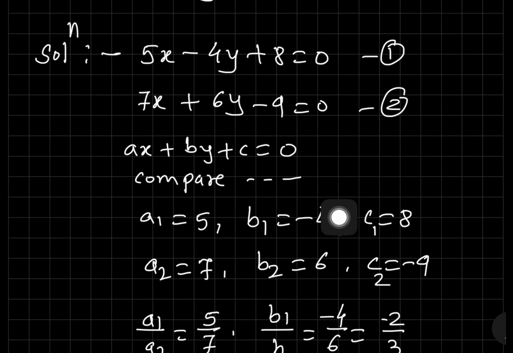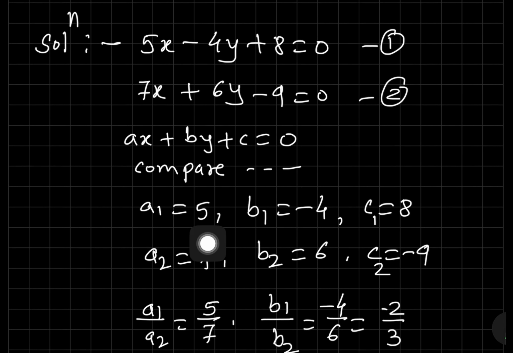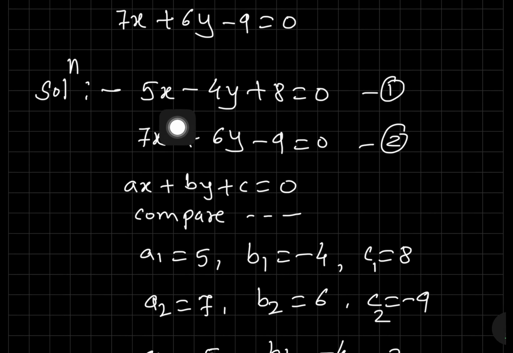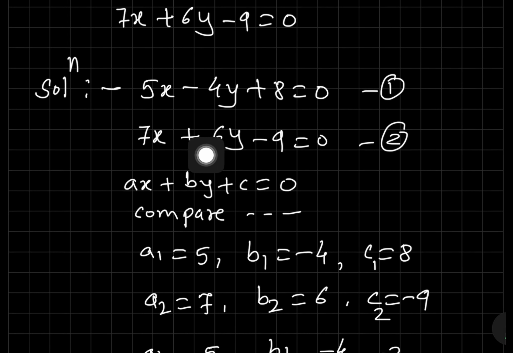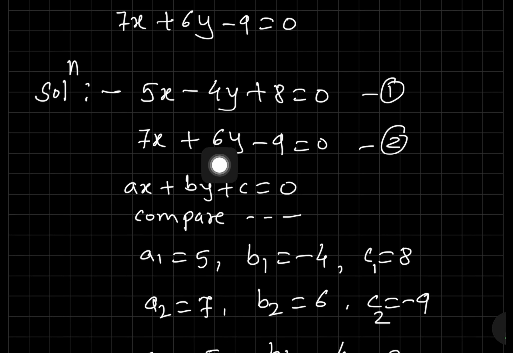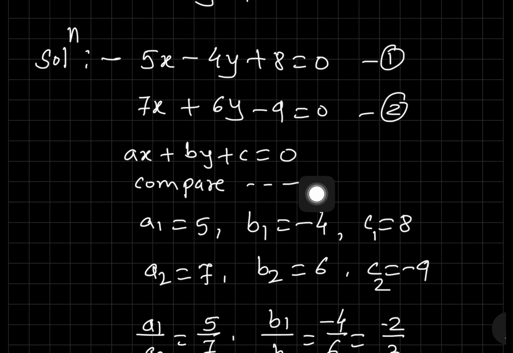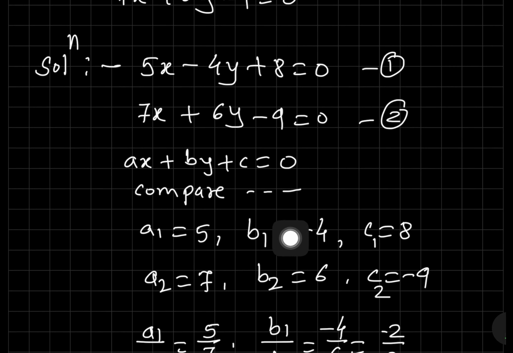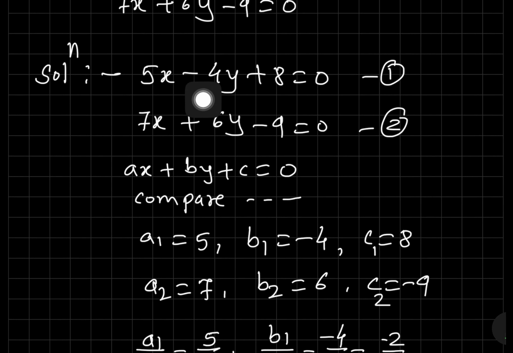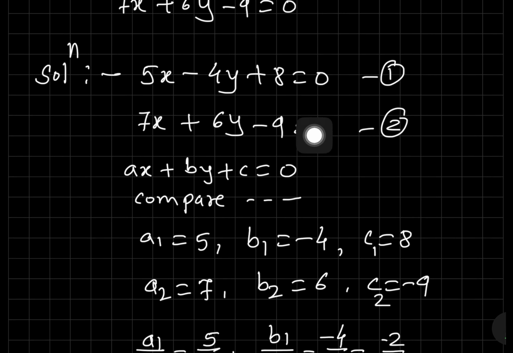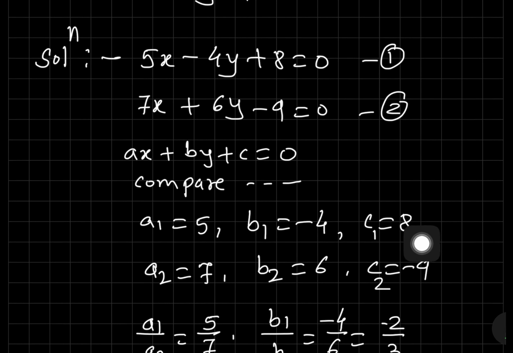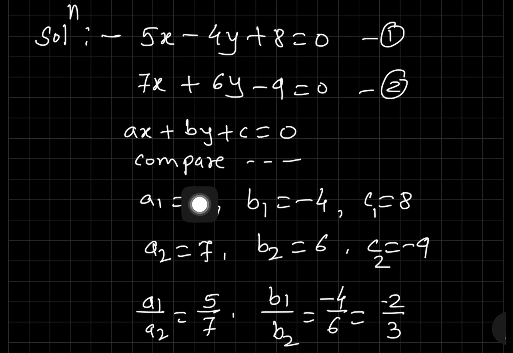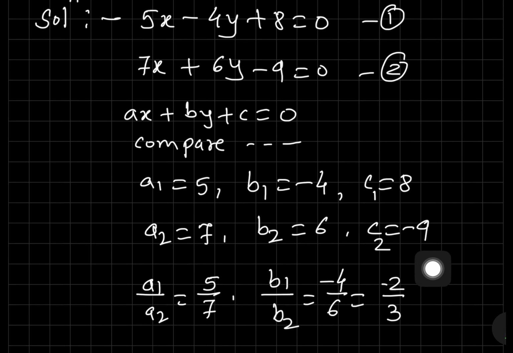Now we compare the two given equations with ax plus by plus c. Comparing the first equation, this is a1, b1 and c1, and this is a2, b2 and c2. We have to consider the sign also. Here a1 equals 5, b1 equals minus 4, since minus is given, and c1 is plus 8. Then a2 is 7, b2 is 6, and c2 is minus 9.